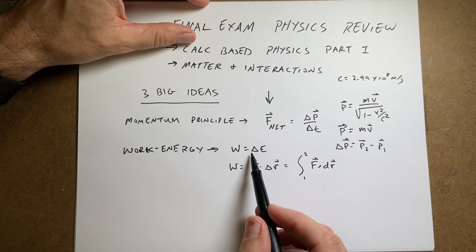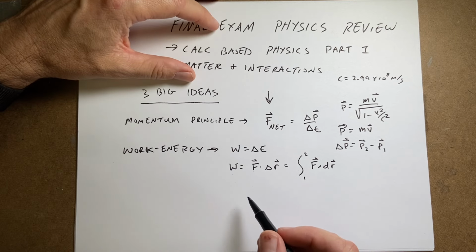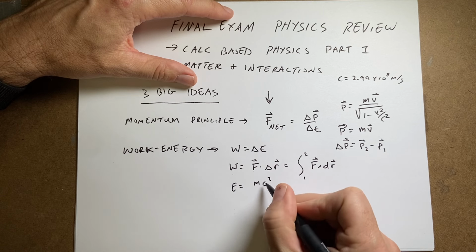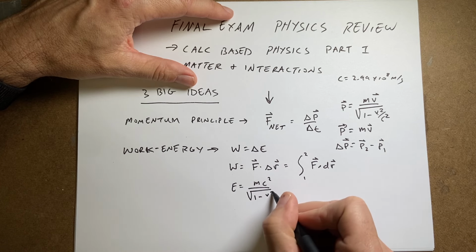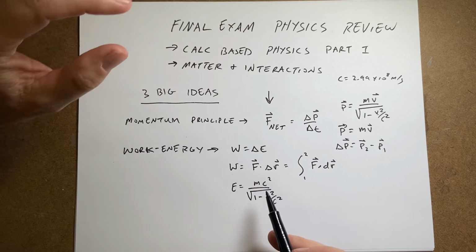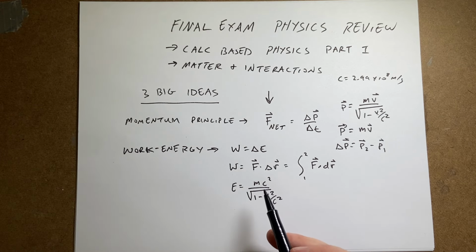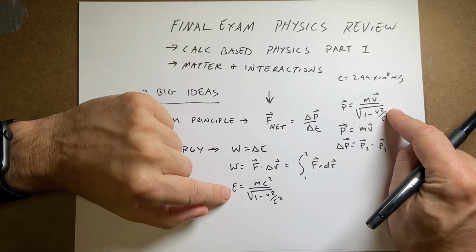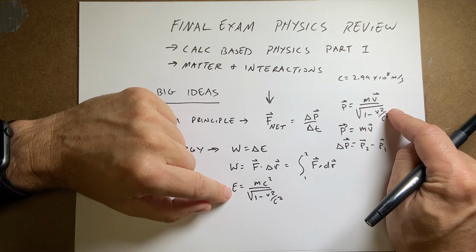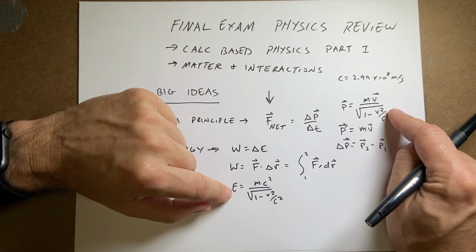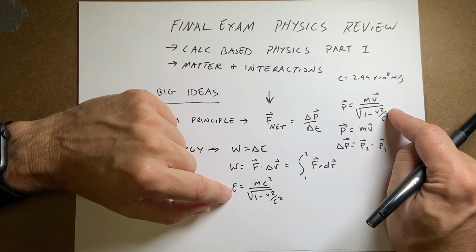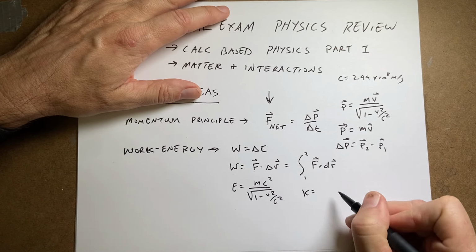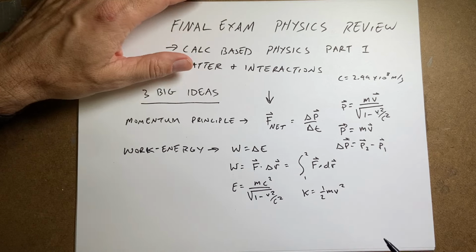So what about the change in energy? Well, we can have lots of types of energy. We can have particle energy, which is E equals mc squared over the square root of 1 minus v squared over c squared. This says that all particles have energy based on their velocity and their mass. These are the only things that we really need to worry about for atomic level or super fast. Then there's other types of energy that I'll get into later. The most common one is the kinetic energy, which is approximately 1/2 mv squared.